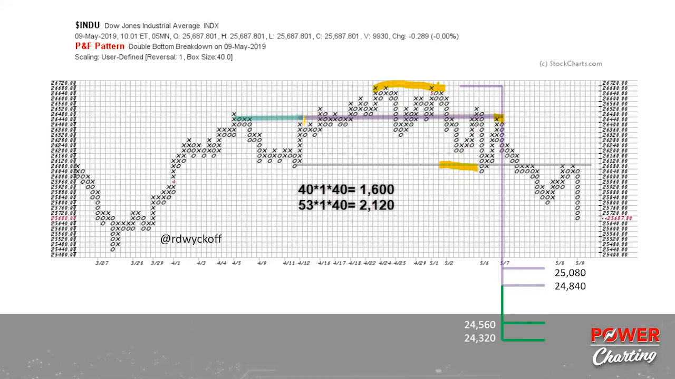So the first segment is from here to here. And this segment is 40 columns. And it's 40 times 1 times 40, which is 1600. So we take it from the high here, which is at 26,680, and we subtract 1600 from that. It gets us down to 25,080, and then also from the count line, which is right here, 26,440, and that gives us a count range of 24,840.